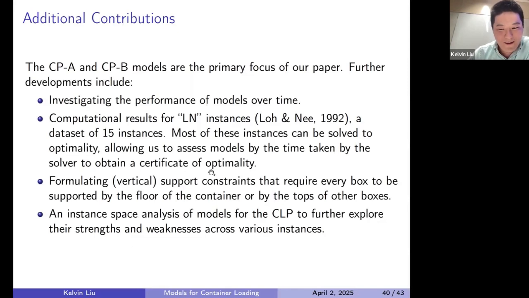Unfortunately, I don't have time to present all of these, but they are part of the paper, which hopefully one day will be published. But yeah, fingers crossed on that.